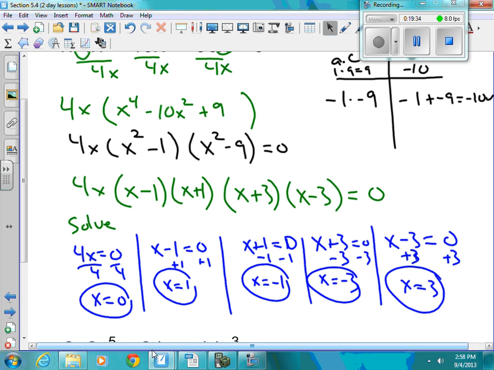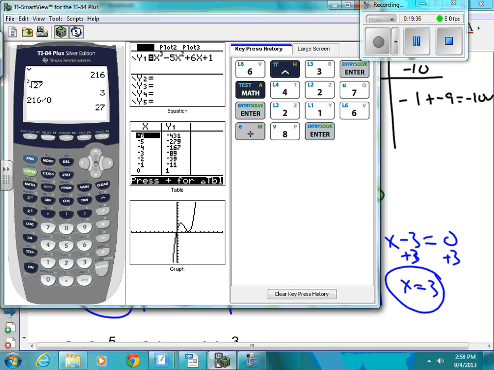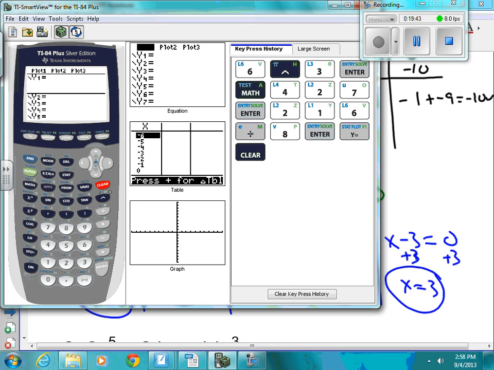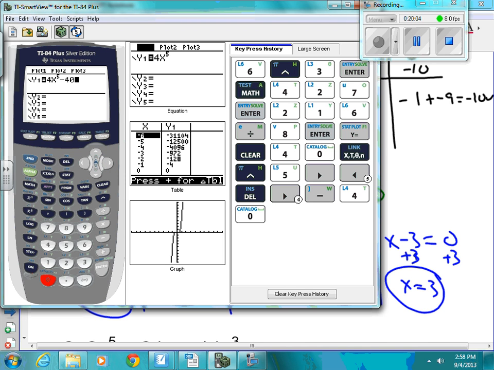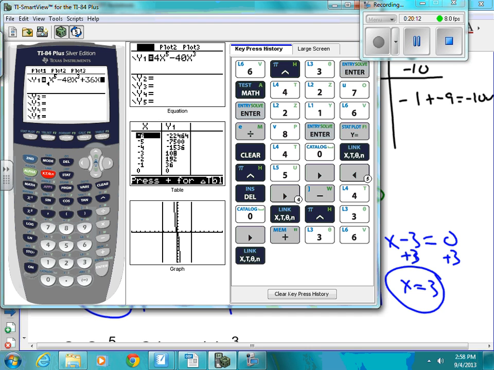A way to check this would be to graph it. If you have a graphing calculator at home, this would be a good, fast way to check it. I'm going to put in 4x to the fifth, excuse me, not 40, 4x to the fifth, minus 40x to the third, plus 36x, equals 0. Remember, put 0 in for line 2.